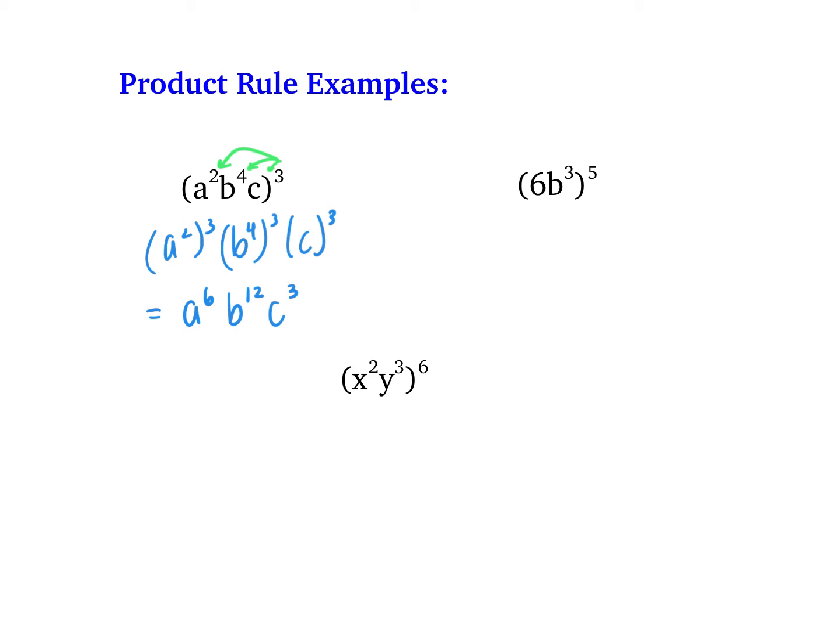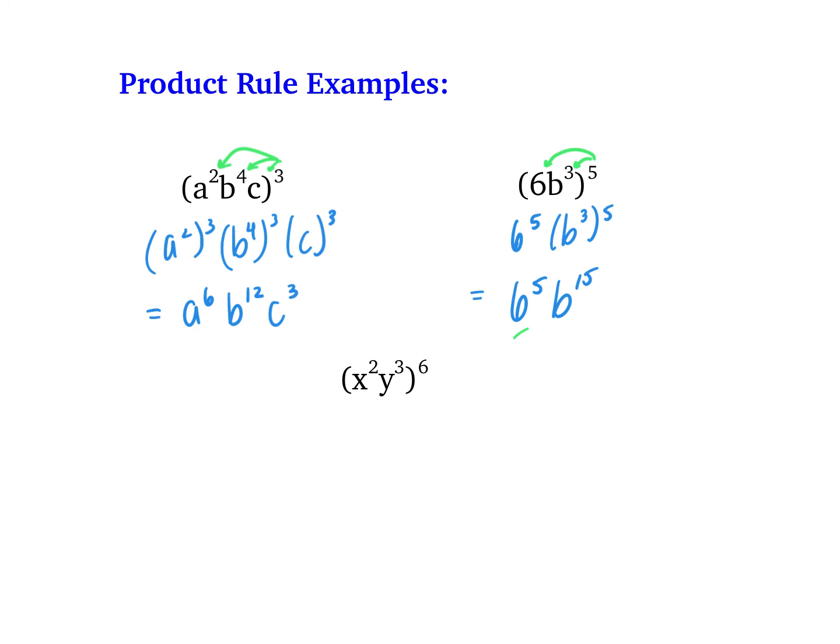Where people tend to miss the most is also applying that outside exponent to the coefficient. So this would be 6 to the fifth and b to the third to the fifth, giving us a final simplified 6 to the fifth and b to the 15th.